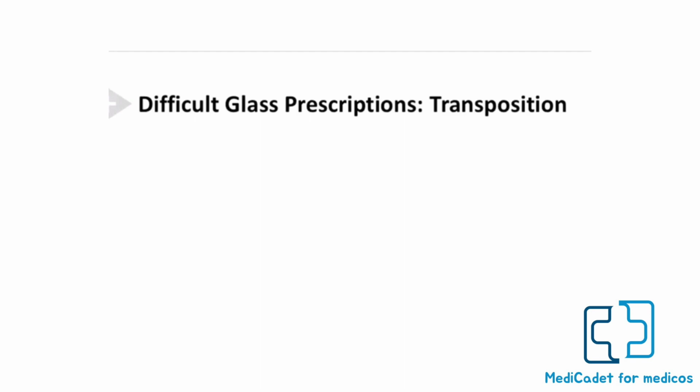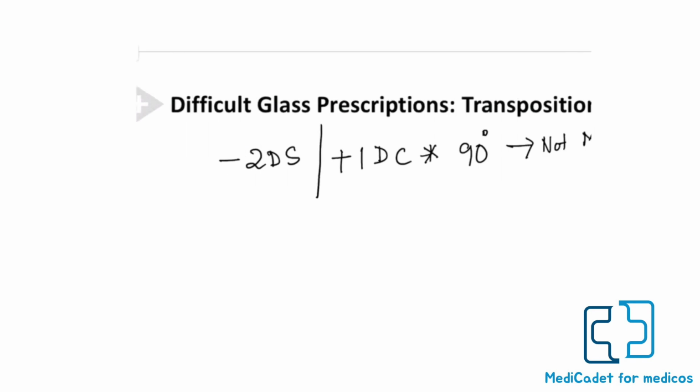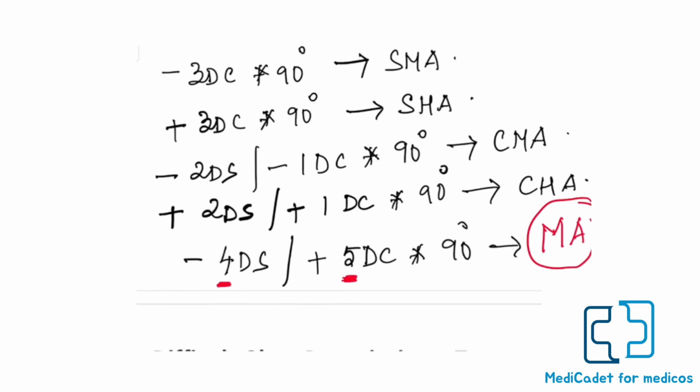Now, if you get a glass prescription in that way, how do you solve it? We solve it by transposition. Suppose we have a prescription which looks like this: minus 2 diopter sphere and plus 1 diopter cylinder cross 90. Now this is not a prescription of mixed astigmatism. Till now, the only place where we have encountered a plus-minus combination is mixed astigmatism. Otherwise, in CMA and CHA, it is either both minus or both plus. But I repeated again and again that in mixed astigmatism, the numerical value of the cylinder will always be greater than the sphere. Only then it is mixed astigmatism.